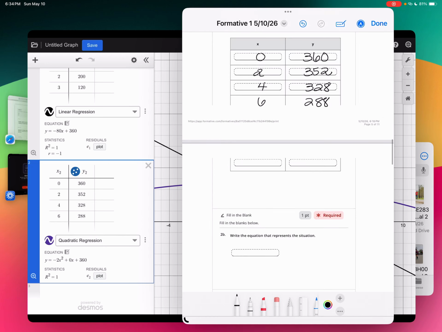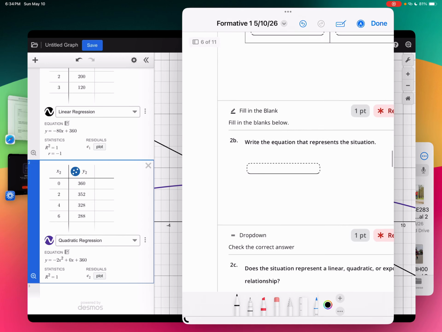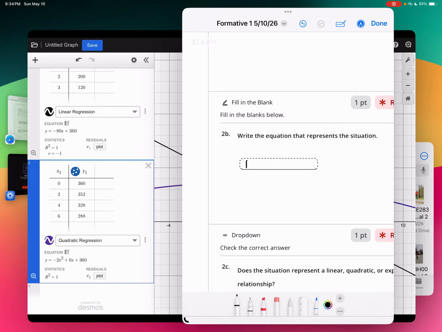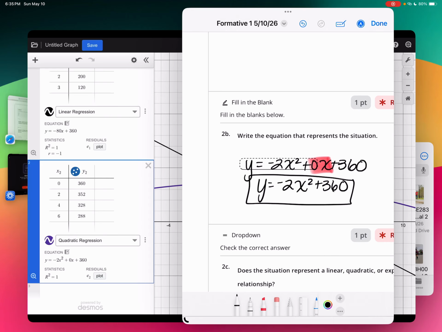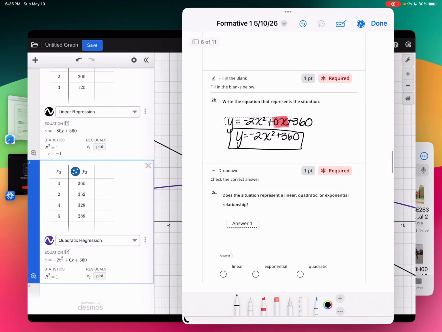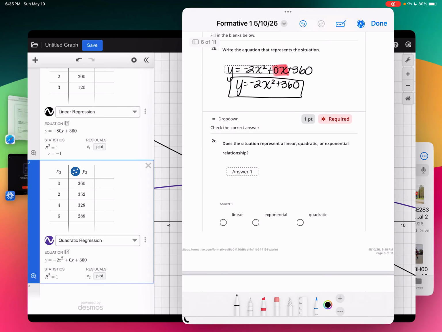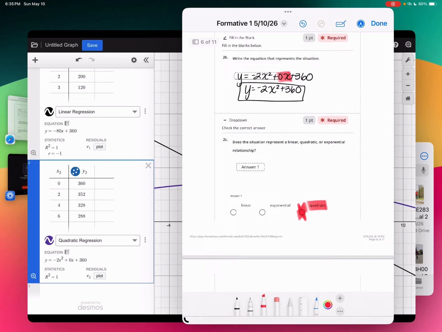Oh, you can see that this point right here is supposed to be on the next page, but it's okay. Okay, so y equals negative 2x squared plus 0x plus 360. This can simplify. You don't really need the 0x, so it's just y equals negative 2x squared plus 360. This would be the most simplified. Okay? All right, and then like we said, we knew from our regression, it does represent a quadratic equation.